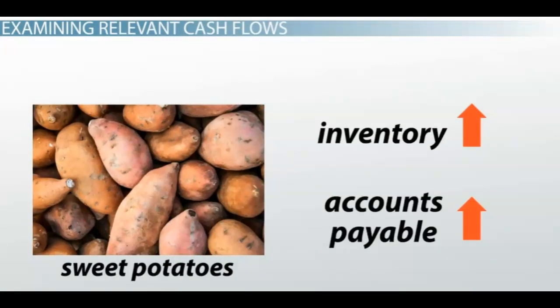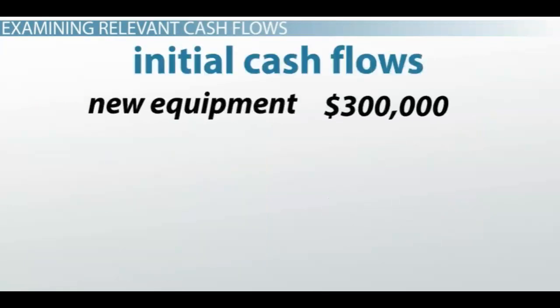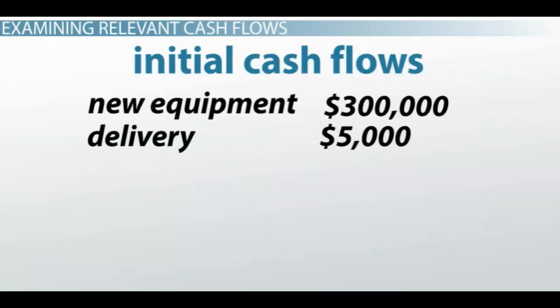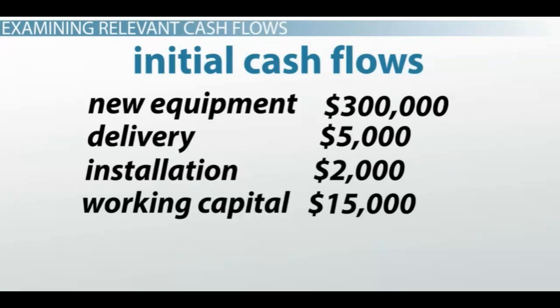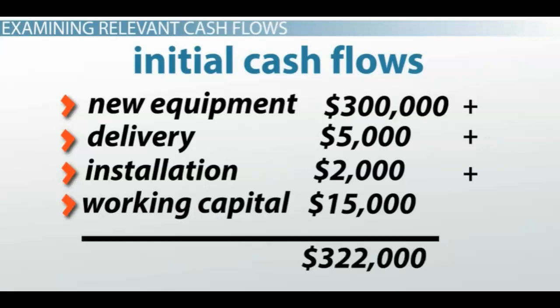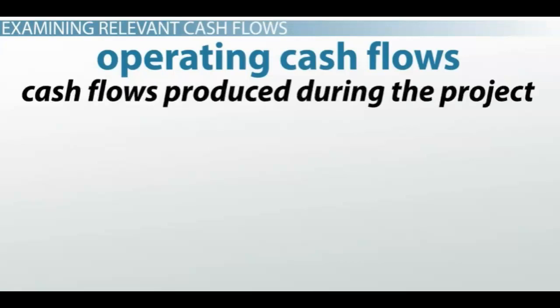Let's calculate initial cash flows for Mr. Tater. The new equipment will cost $300,000, plus delivery fees of $5,000, installation fees of $2,000, and an additional investment of $15,000 in working capital. The initial cash flow for the new equipment would thus be $300,000 plus $5,000 plus $2,000 plus $15,000, or $322,000.